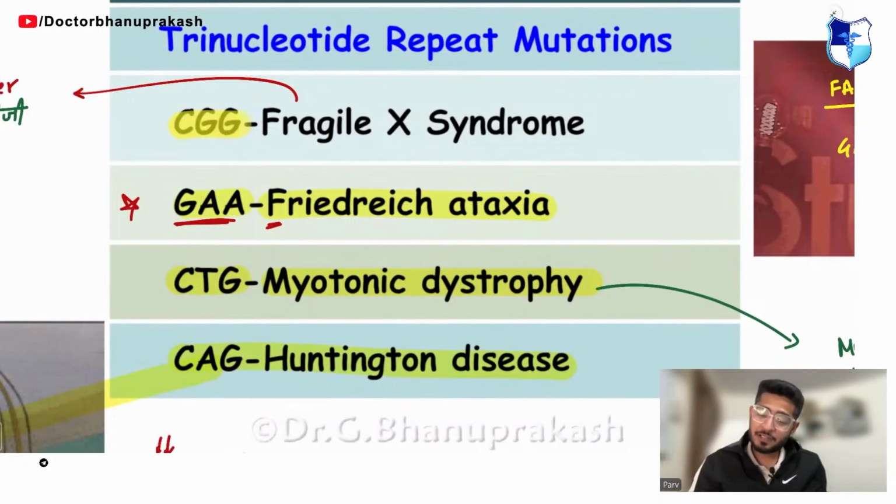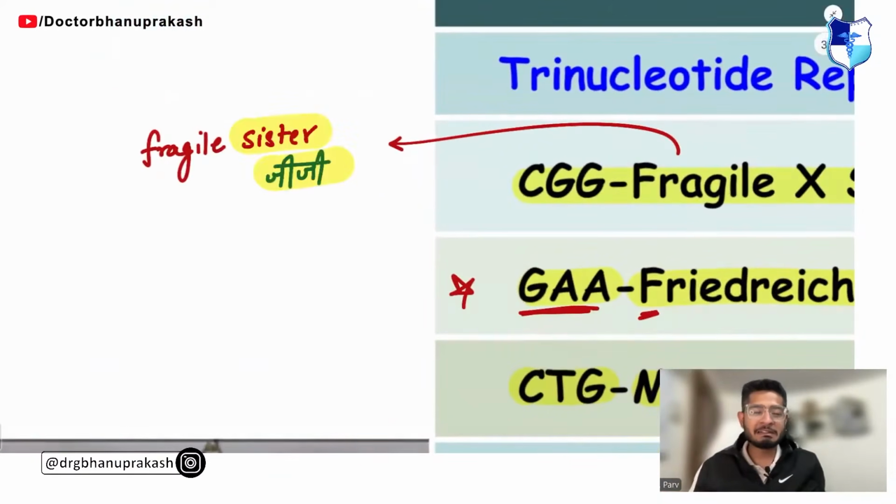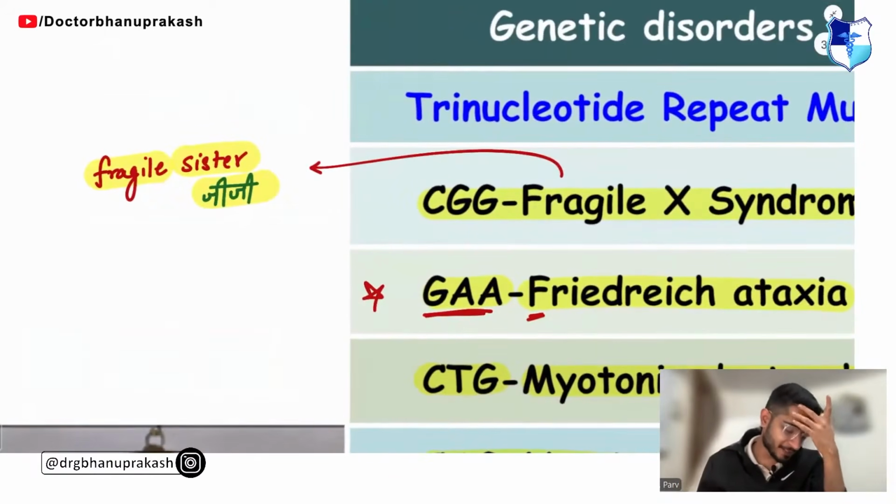Then CGG, Fragile X syndrome. So GG in Rajasthan is actually sister, and not nowadays, but there was a time when sisters used to be fragile. So just remember GG, CGG, Fragile X syndrome. Okay, you can remember like this.